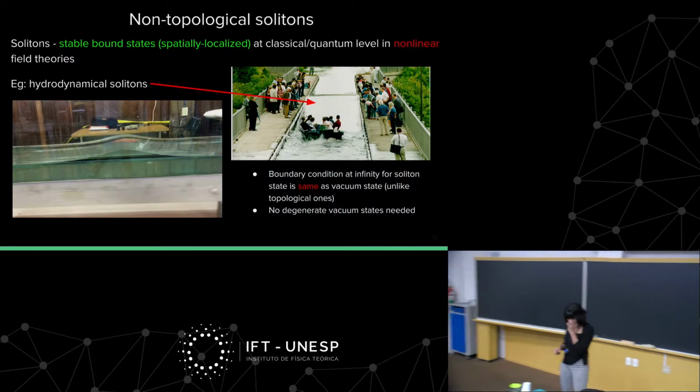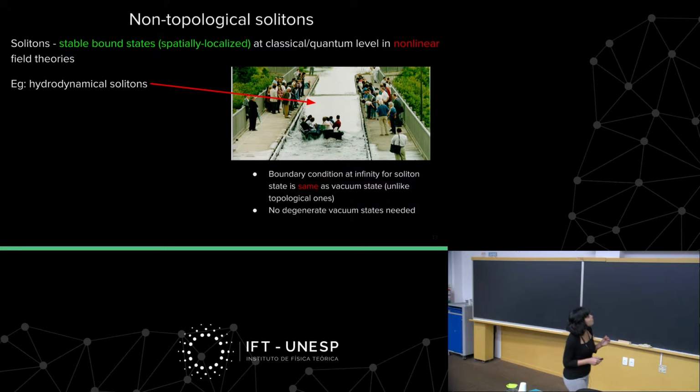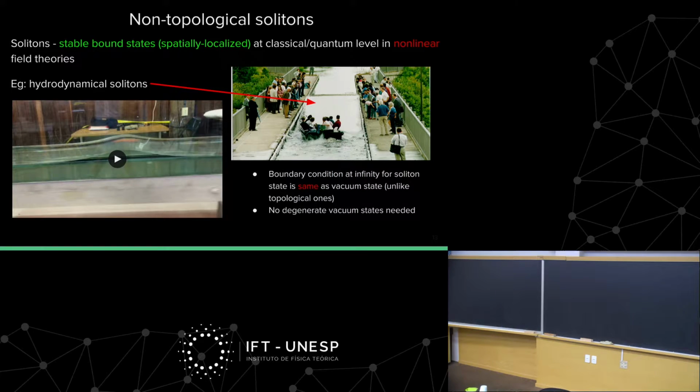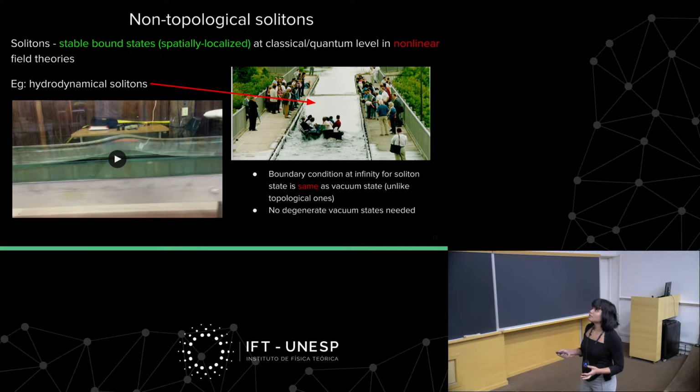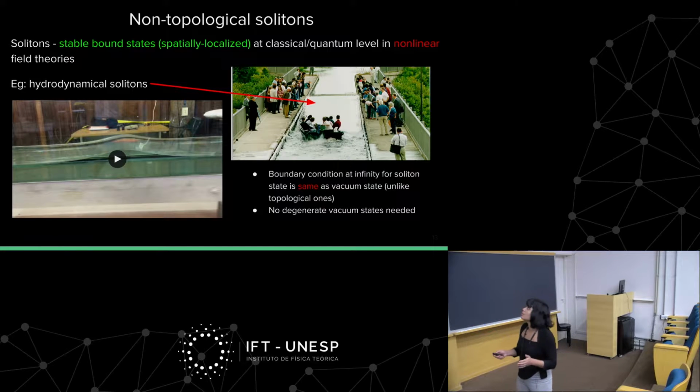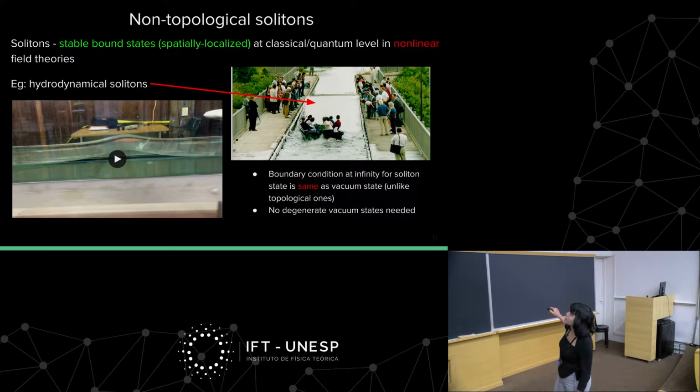All right. So now I will just talk specifically about the dark matter candidates of interest here. So we are using non-topological solitons as dark matter here. Solitons basically mean stable bound states, which are spatially localized. So if you see in this picture, there is this canal and there's this boat going in, and here there is this localized wave, which is non-dispersive. It holds its shape for a very long time till it collides with some other object.